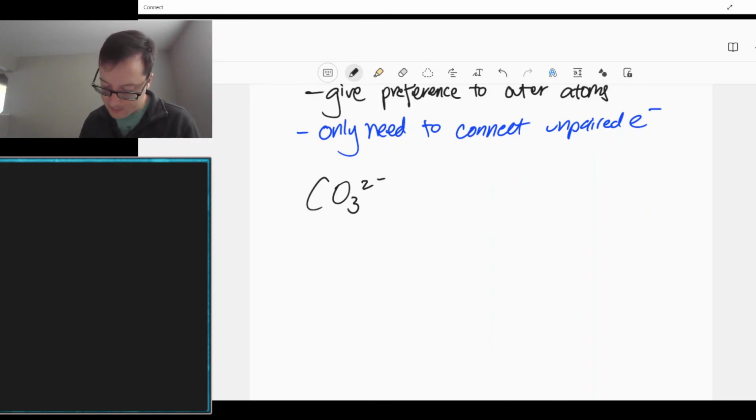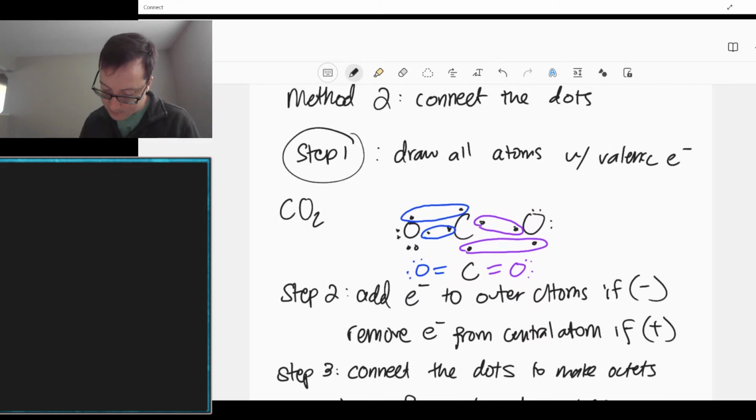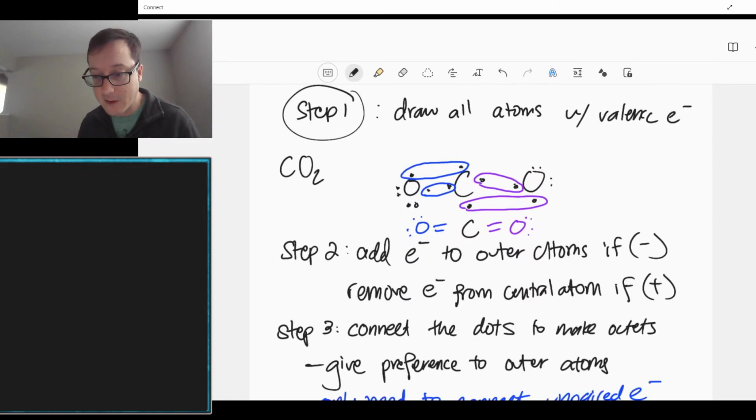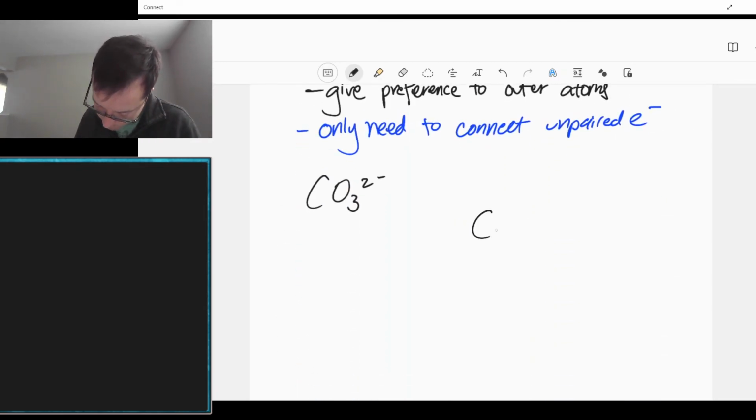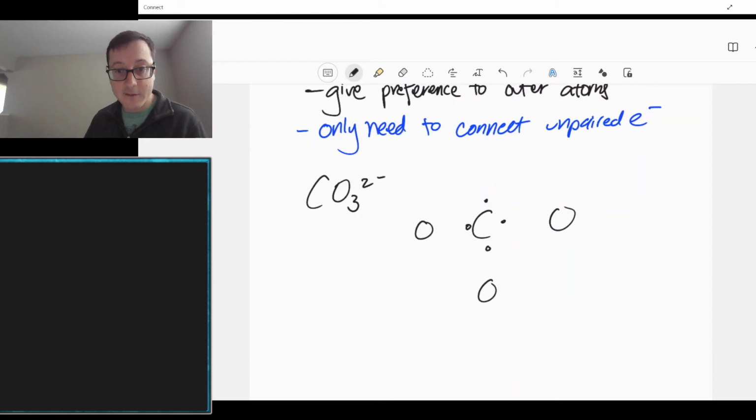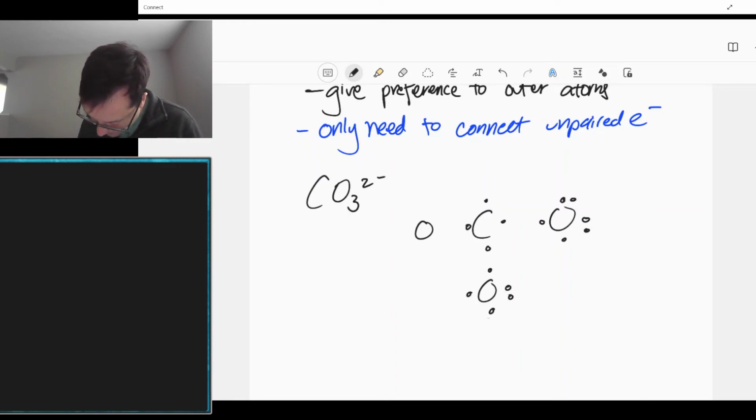Let's do this method. So we don't need to count anything. First step is draw all atoms with their valence electrons. The carbon has 4. Remember, don't start pairing off until you have more than 4. So technically, I'll draw these all separate. 1, 2, 3, 4, 5, 6. 1, 2, 3, 4, 5, 6.